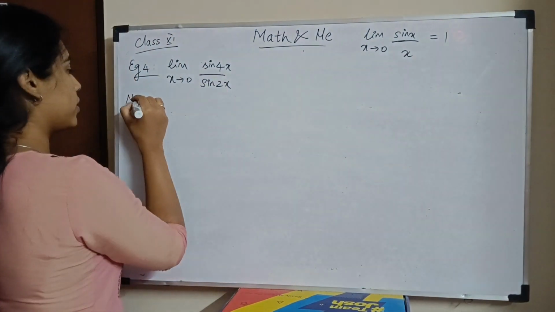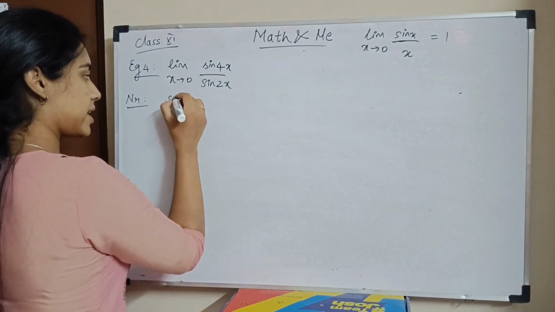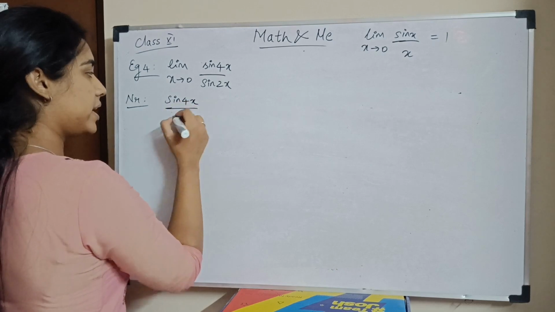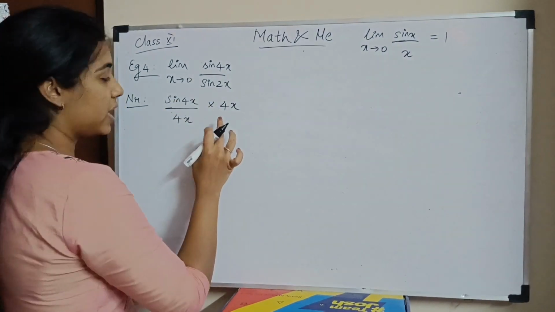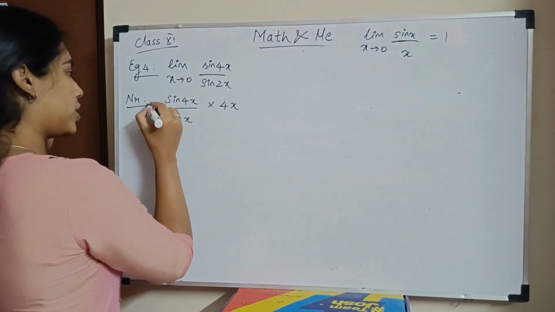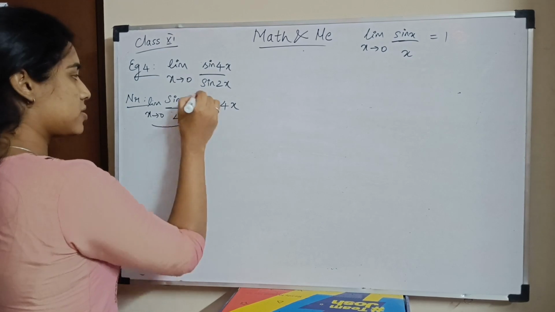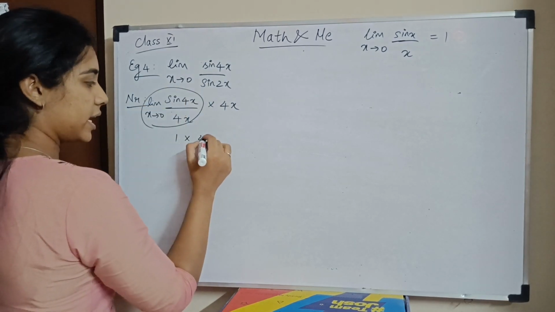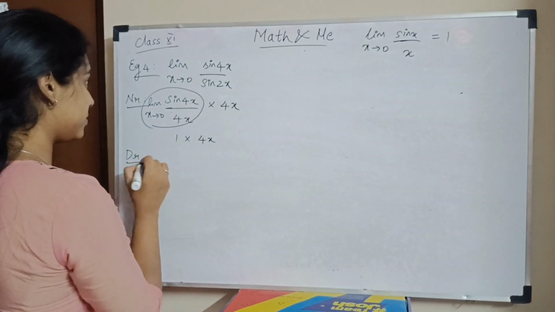So we'll go one by one. What is your numerator? Your numerator is sin 4x. So sin 4x divided by எனக்கு என்ன வேணும்? 4x வேணும். So I am also multiplying by 4x. I am multiplying and dividing by the same number. So what do you get when you have limit x tends to 0 here? This whole term becomes 1 times 4x. This is your numerator.